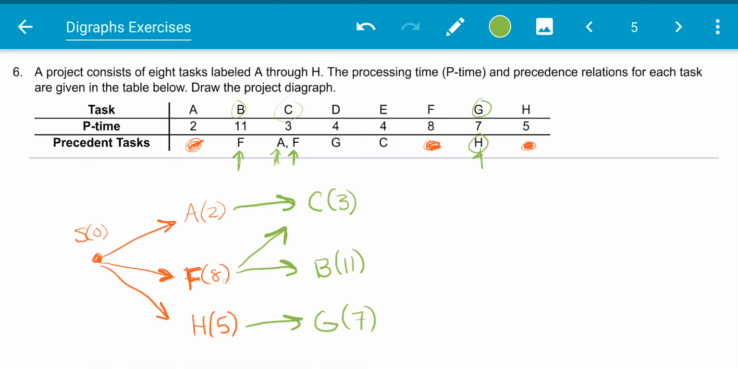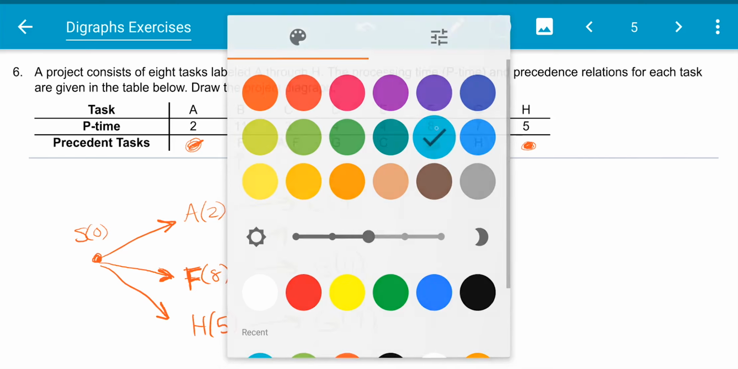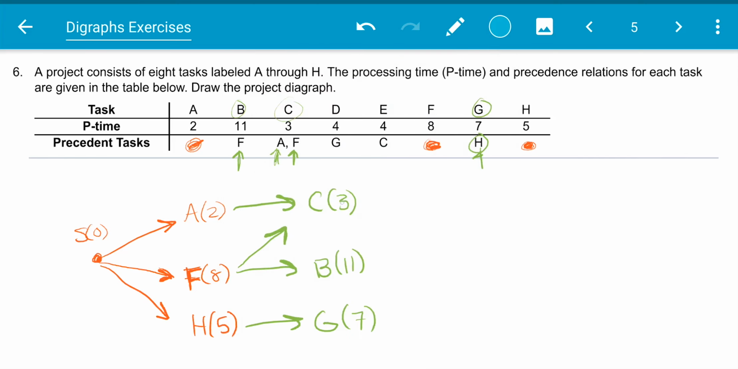So now we have to move on. Now we've moved and we finished A, F, H, and let's say we finish C, B, and G. Well, where can we go from C? C is a precedence relation of E. So we could go from C to E. E is 4 minutes long. And then we have B and G. So we could go from G to D.